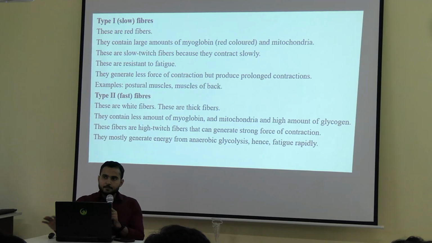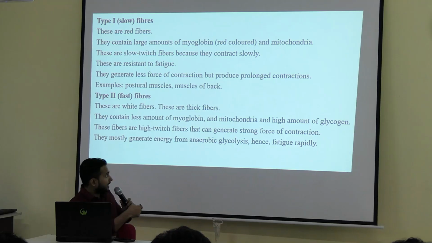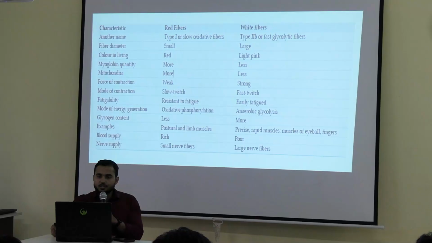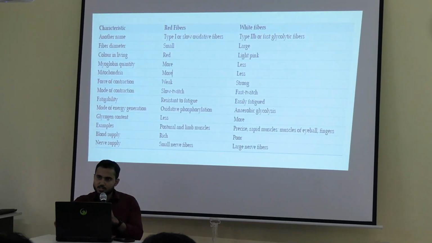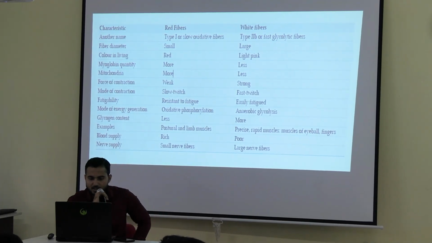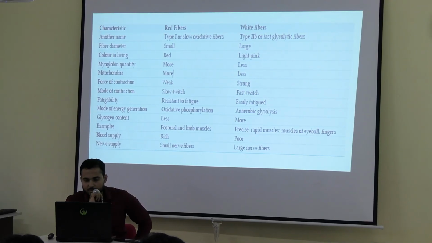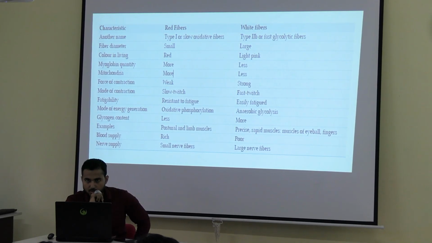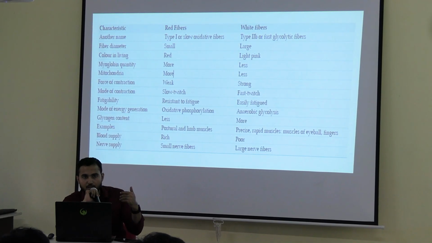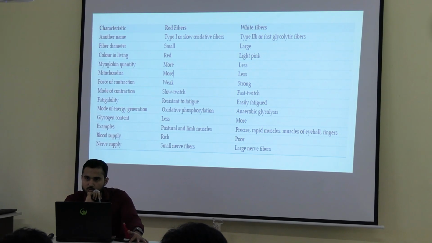Now, if you see, there is a chart, mode of energy generation. In this chart, the comparison between the red fibers and the white fibers, also called type 1 and type 2 fibers, is given. The main difference is the mode of energy generation. In red fibers, it is oxidative phosphorylation, and in white fibers, it is anaerobic glycolysis. This is the main difference, how the energy is generated. That's why the red fiber is not prone to fatigue, but the white fiber is prone to fatigue easily.